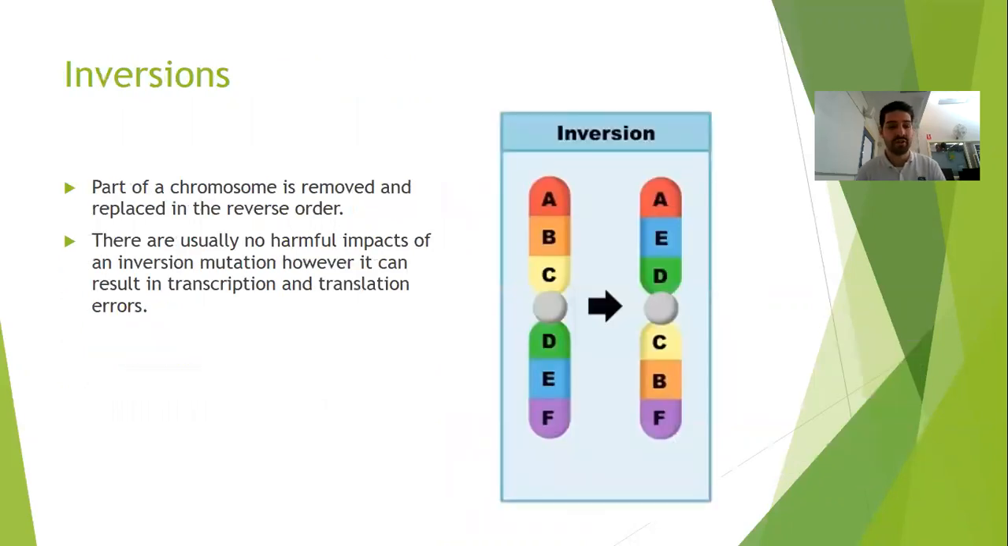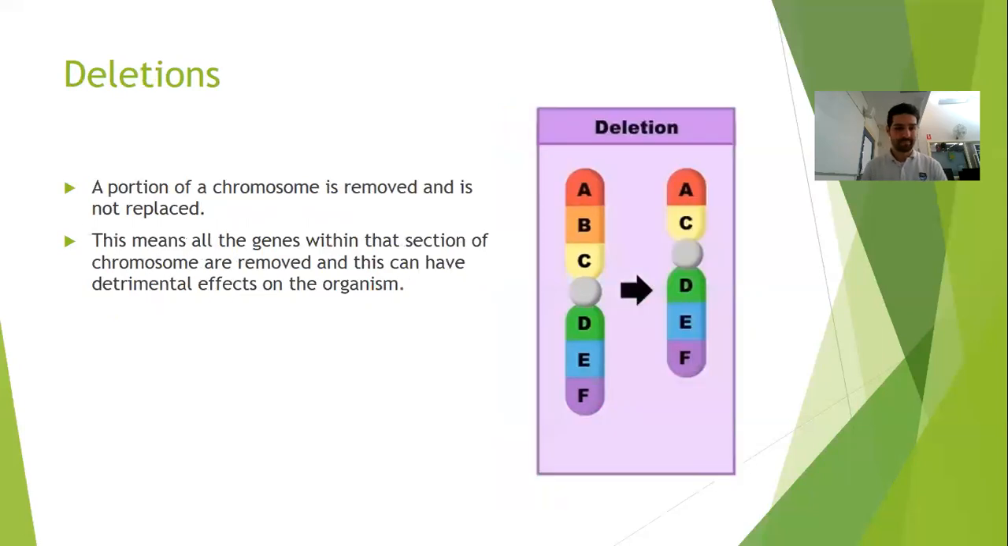So we'll start with inversions. This is where part of a chromosome is removed and it's just replaced in the opposite order. So this normally doesn't have too harmful an impact, but it can lead to errors in transcription and translation. But generally, we've got all the genes that we need. So in these pictures here, you can imagine that letter A is a particular gene. So even after the mutation, we've still got the letter A. It's just that the other letters are in a bit of a different order. So we're still getting at least the genes that we require.